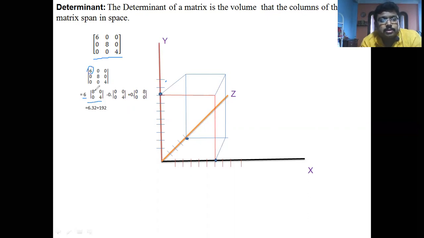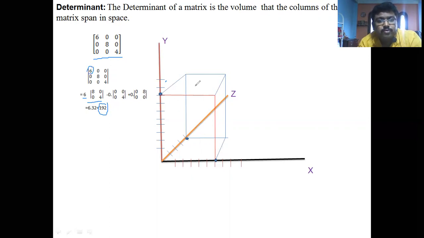So 6 is 6, and 8 multiplied with 4 will get 32, and so there is 32. So 6 multiplied with 32 we get 192. This is the determinant of this matrix. And now this is the determinant of the matrix.